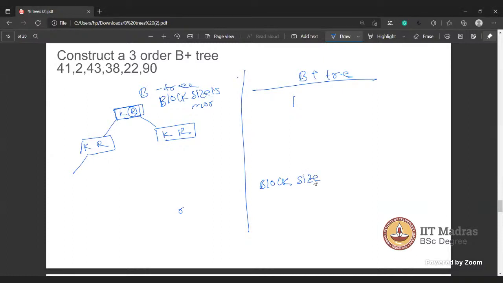The block size is set smaller in internal nodes. So you got this one, right?